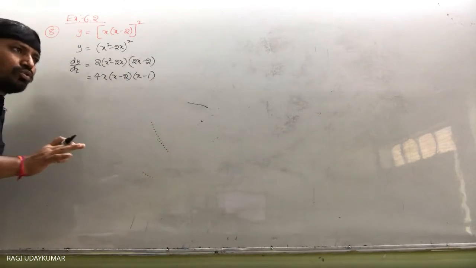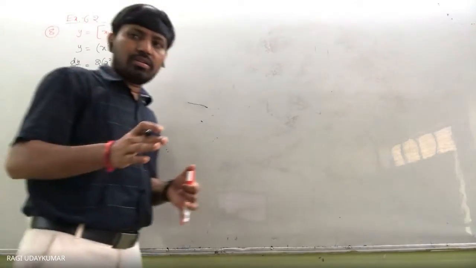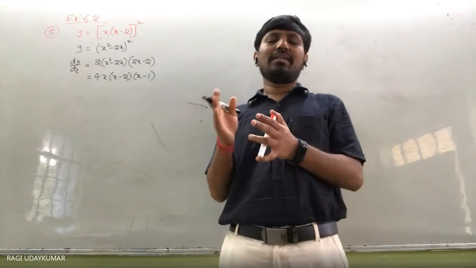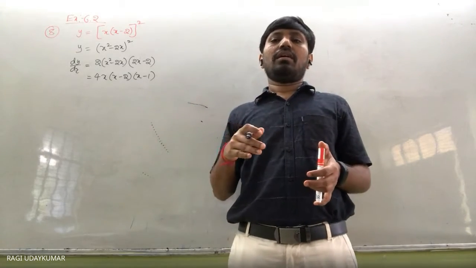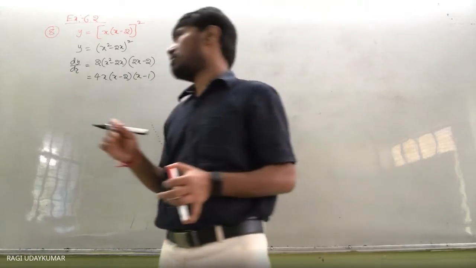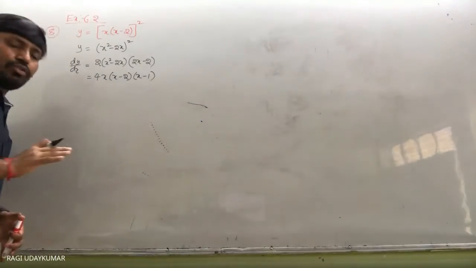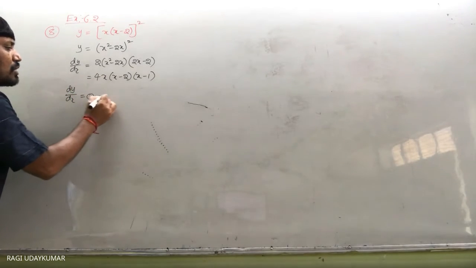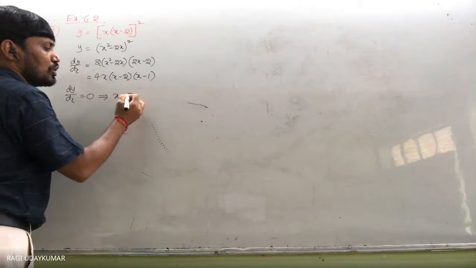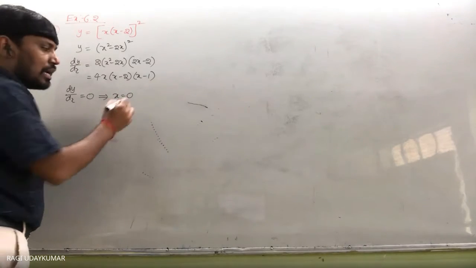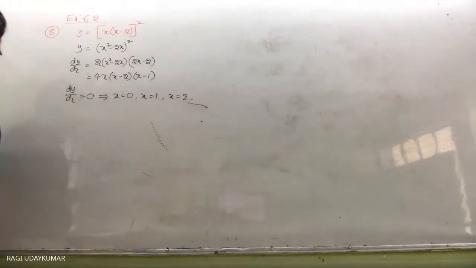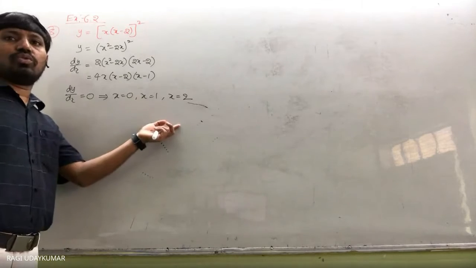So what we need to do? We need to find out the breaking points. At what place is the curve breaking? It's touching the x-axis. You need to find it. For that, what you need to do? Take dy by dx is equal to 0. dy by dx is equal to 0 implies x is equal to 0, x is equal to 1, or x is equal to 2. These three places. That means x equal to 0, 1, 2.